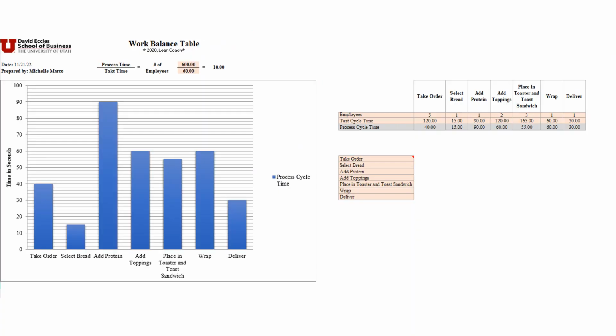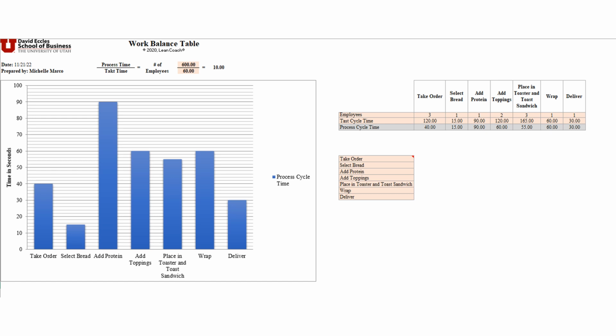Our work balance table shows that our process is actually not that balanced in terms of process cycle time. We have a pretty serious bottleneck at the Add Protein station where there is currently only one employee stationed. This is about a 30-second bottleneck between the Add Protein station and the following station. This shows that there's quite a bit of room for improvement where we can balance out the work and improve the workflow so that the sandwiches can get to their customers more quickly.